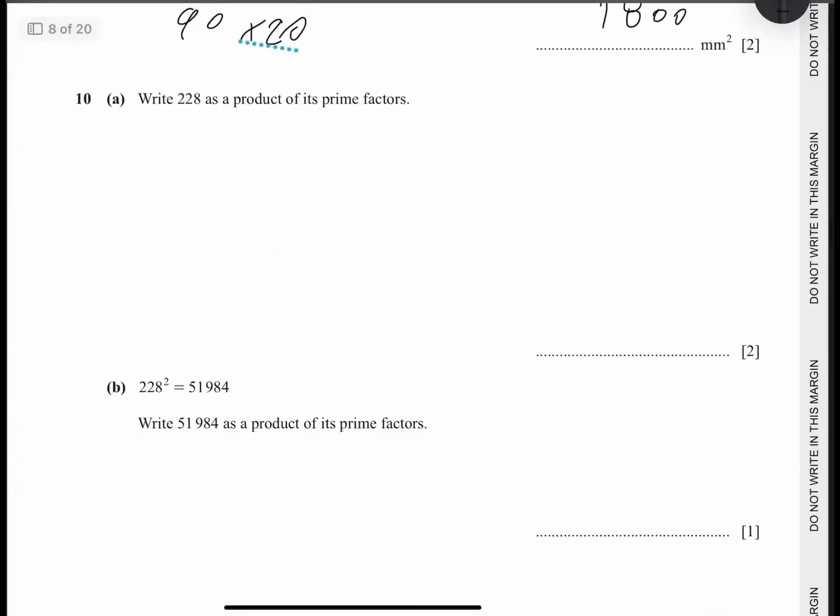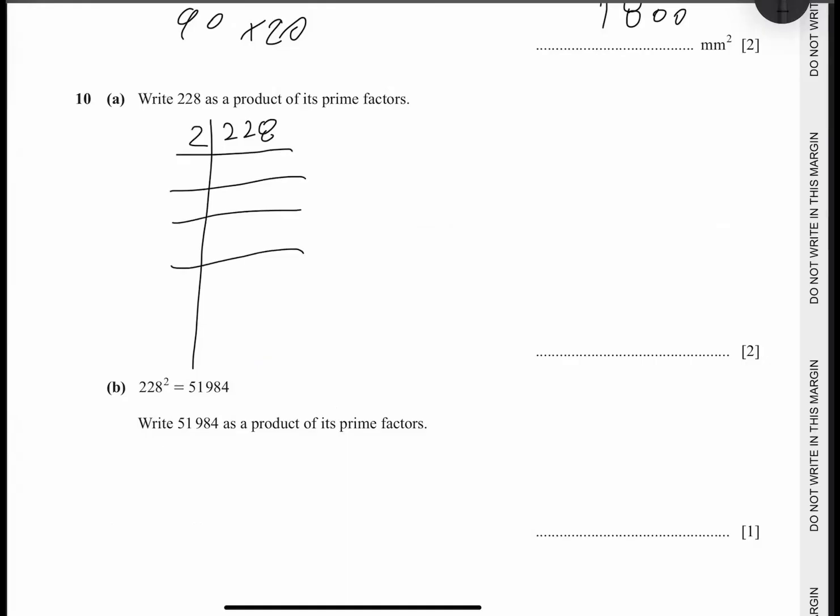Write 228 as a product of its prime factors. 2, 114, 2, 57, 3, 19, 19, 1.